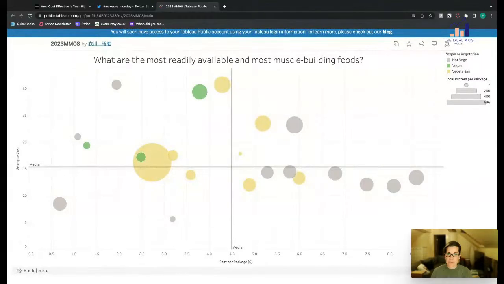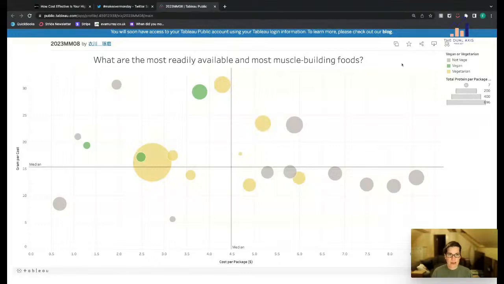So what are the most readily available and most muscle building foods? Well, food actually doesn't really build the muscle. Yeah, the protein helps build the muscle, but you still have to do the work to build the muscle. It's not just eating the foods and you will get jacked, because otherwise we wouldn't have so many obese people on high protein diets. They would all be super muscular. So the food helps repair the muscles and strengthen them, but muscle building really happens in the gym.